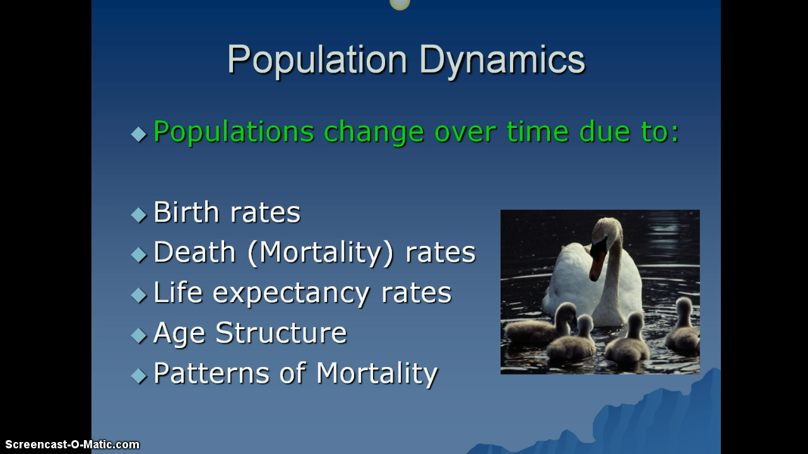Patterns of mortality is how individuals survive. Are they born and they struggle to survive, and then once they make it to a certain age, they have a long lifespan? Or is it that when they're born, they have a great chance of survival and they live to be very old. And I'll show you a couple of these in our survivorship curves.